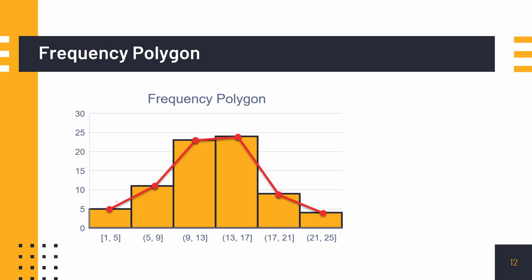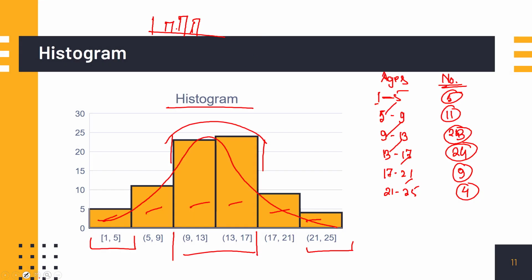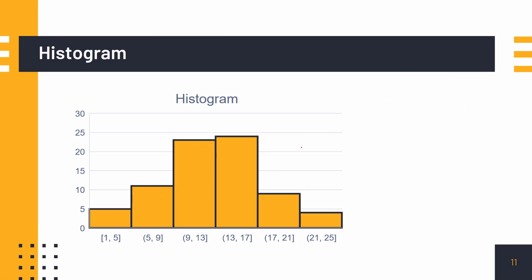Now on the same histogram. This was our original histogram. Let me clear this. So this is our original histogram. Now if we point out the midpoints, that is the middle value, 1 to 5 the middle value, 5 to 9 the middle value, 9 to 13 the middle value will be here, the middle value here, middle value here, middle value here. Now these are the middle values.